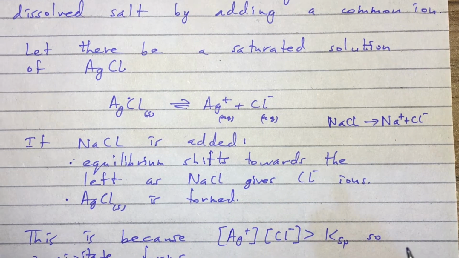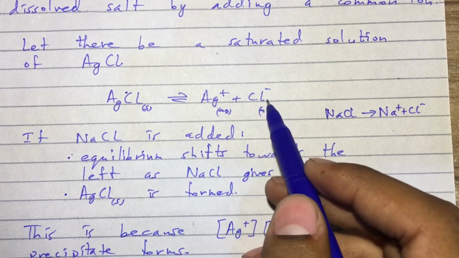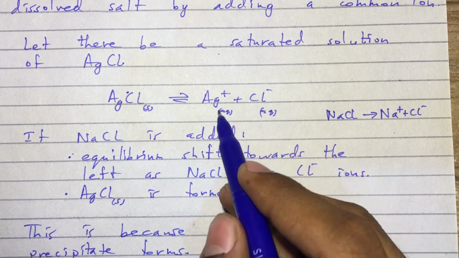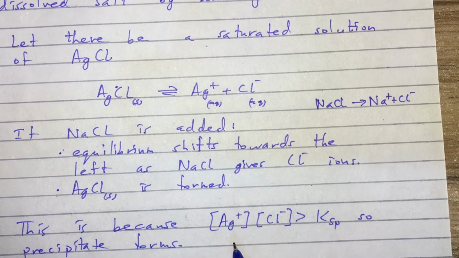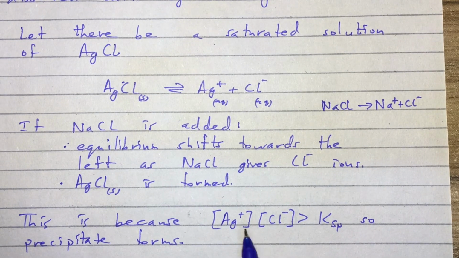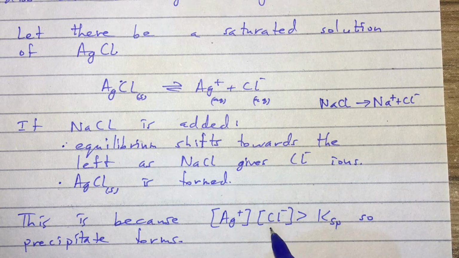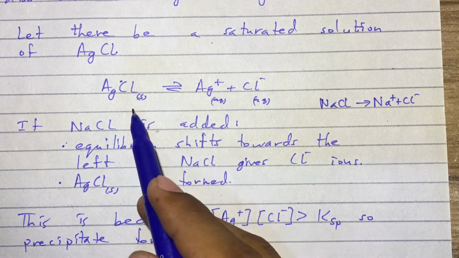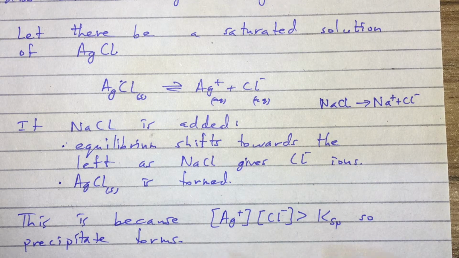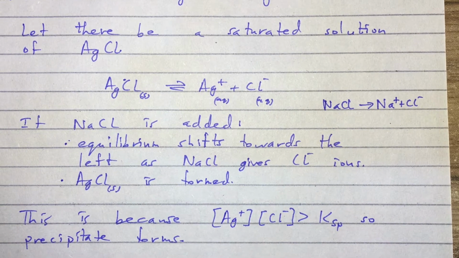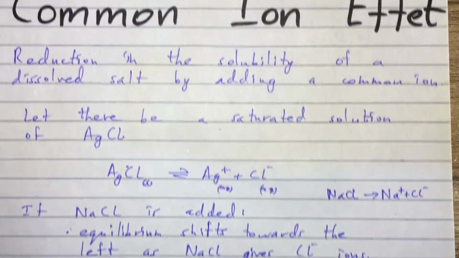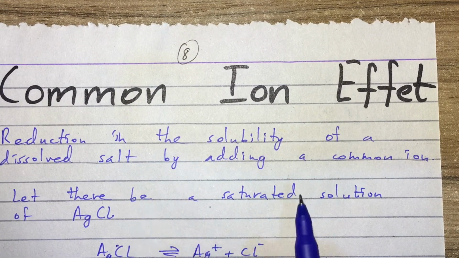One more way of thinking of this is that as the chloride ion concentration increases, the product of the Ksp, Ksp is basically Ag+ concentration times Cl- concentration, and this product increases above the standard Ksp value, which is why equilibrium shifts to the left hand side and precipitate is formed. So the common ion effect basically reduces the solubility of a dissolved salt by adding a common ion.